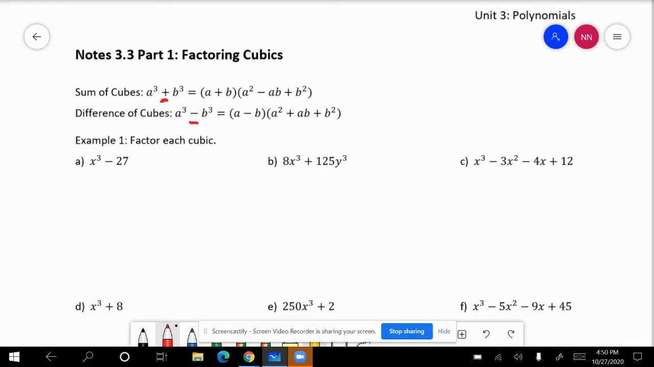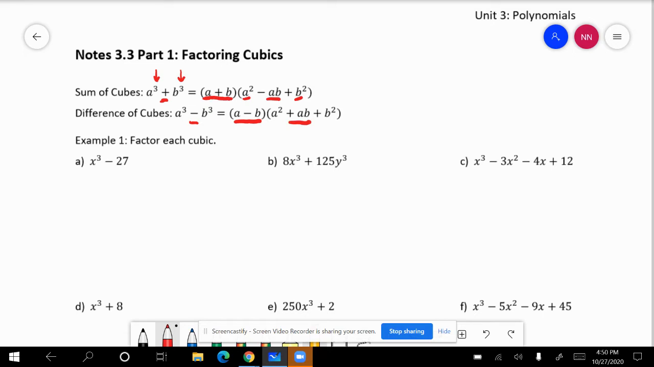How the formula works is we take whatever the numbers are and we write them to the cube. Our a value substitutes into our a and our b into b. So with the sum of cubes, we add a plus b, we square a, we multiply a and b and we subtract it, and then we square b. Notice that the difference of cubes is almost an identical formula, except we're subtracting a and b, and then in the middle here, we add the product of a and b.